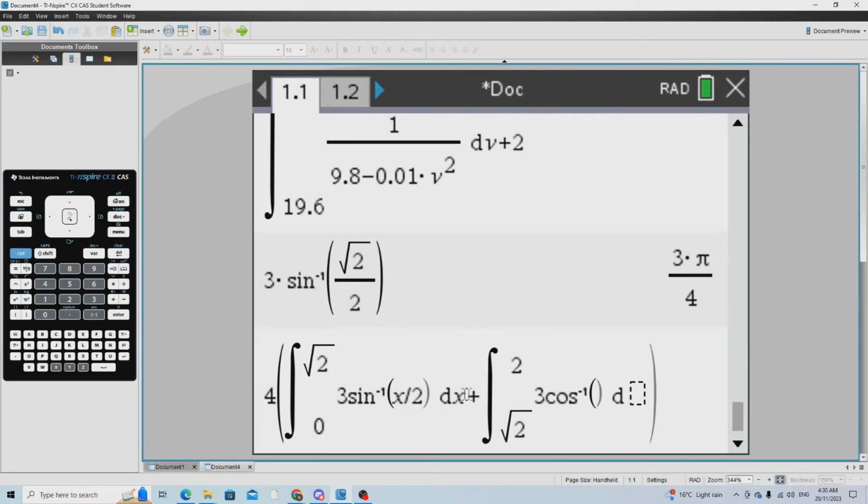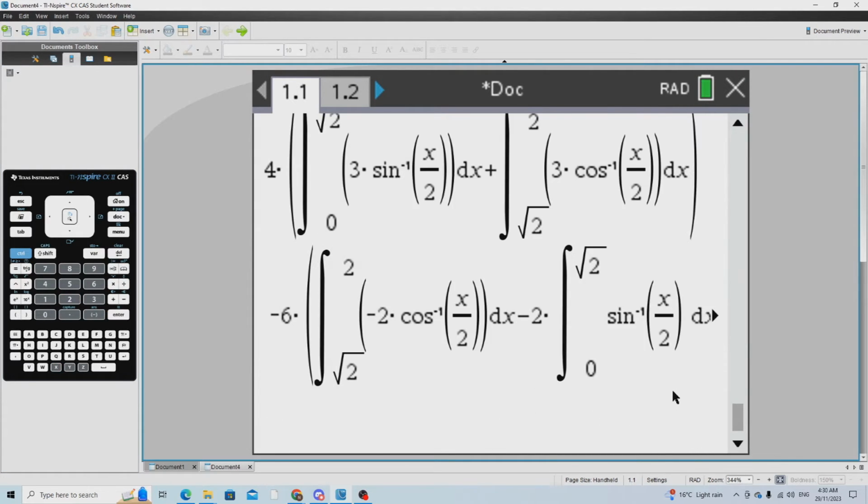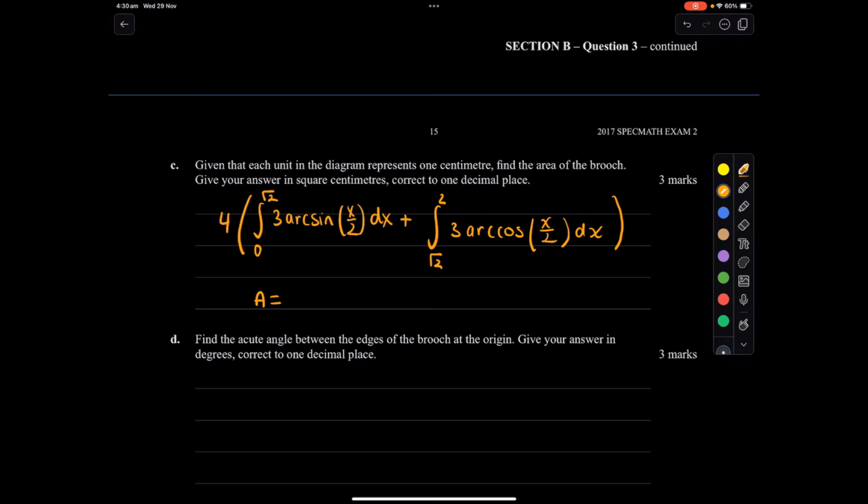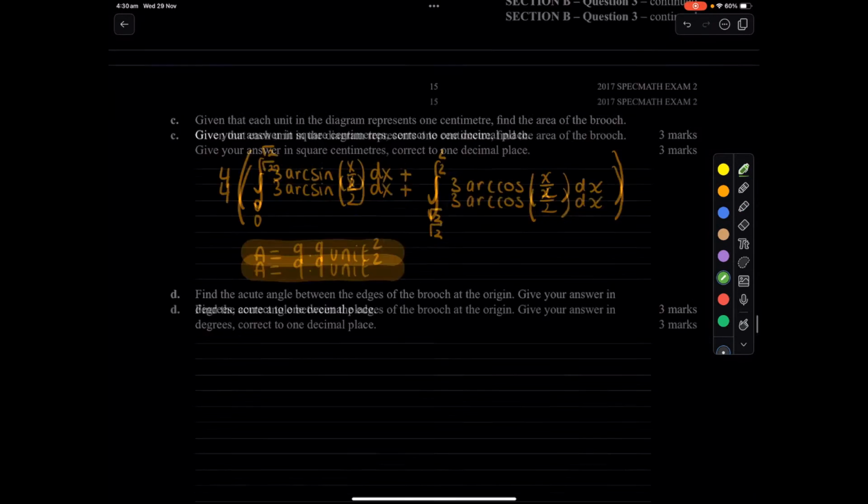arc cos, so just cos inverse x over 2 dx. And that gives us this over here. And yeah, it's been multiplied by 4, and that's it. So overall, correct to 1 decimal place, it is 9.9 units squared. Done. Next question.